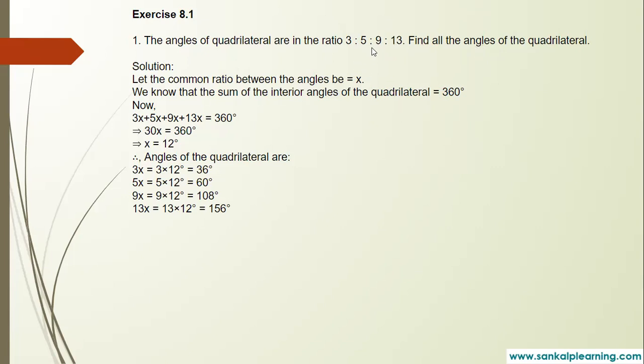We know that the sum of all the angles will be 360 degrees. Now take 3x plus 5x plus 9x plus 13x. Here we have written 3x plus 5x plus 9x plus 13x is equal to 360. Add all the x terms here. 13 plus 3 is 16, 16 plus 5 is 21, 21 plus 9 is 30. So 30x is equal to 360.